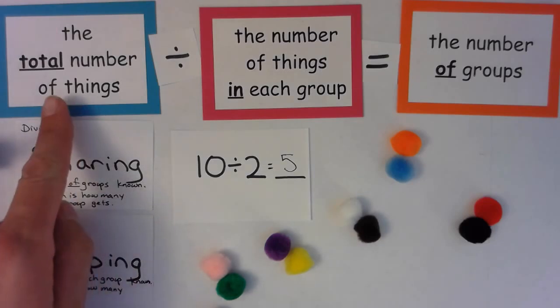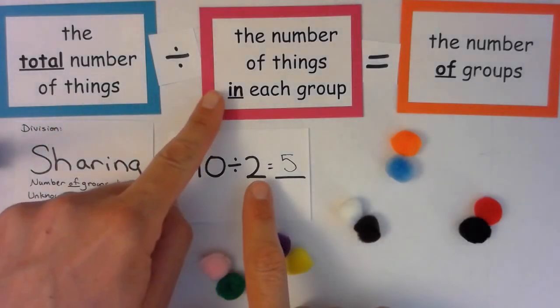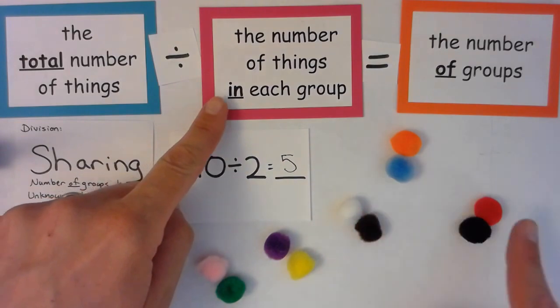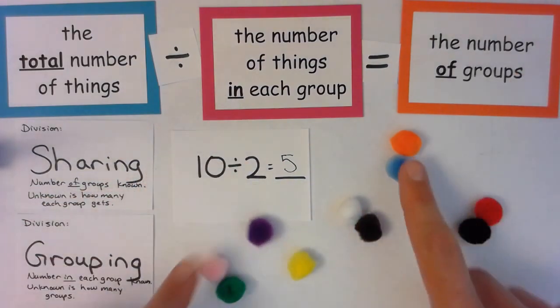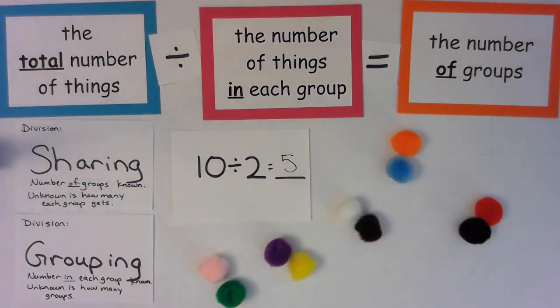So I started with 10 things, and I split them into groups of 2, and the number of groups I have is 1, 2, 3, 4, 5. So again, 5 is my answer.